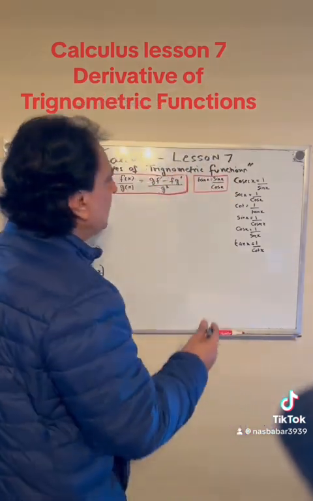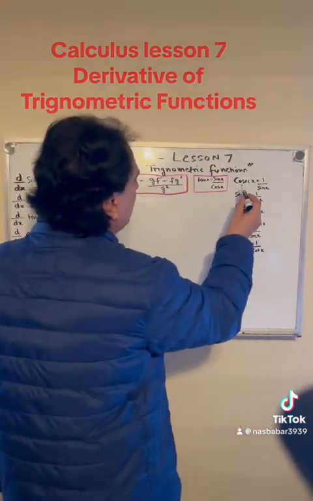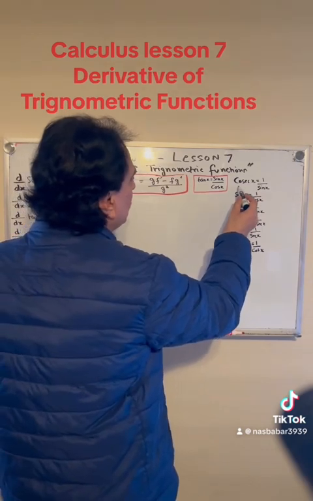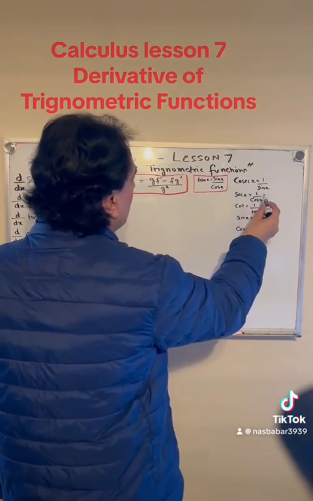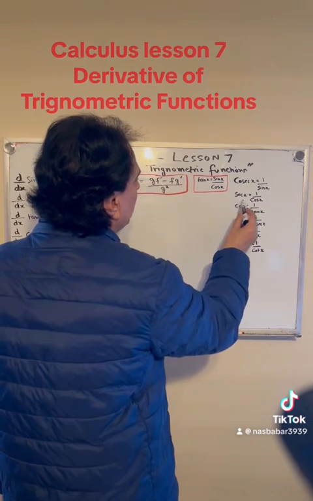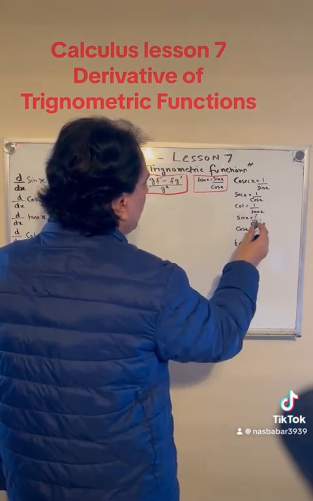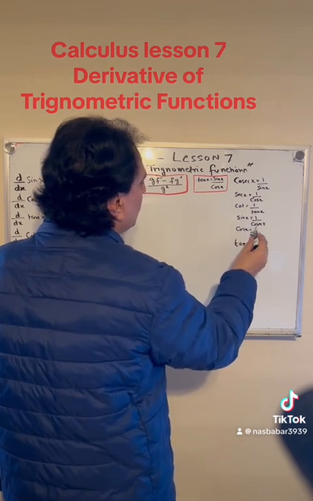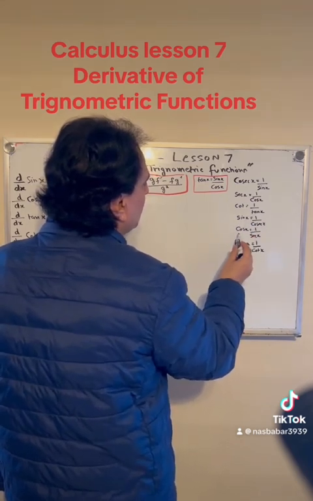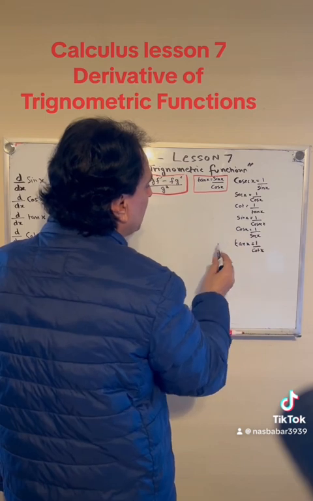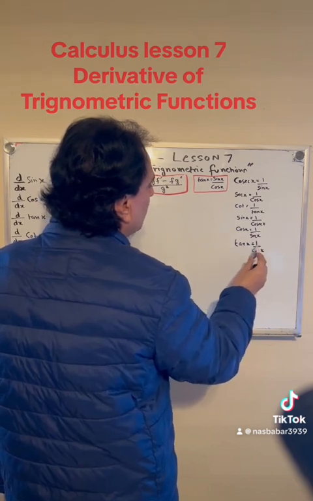Now another thing I just want to mention is that cosecant of x is equal to 1 over sine x, secant of x is equal to 1 over cosine x, cotangent is 1 over tan x, sine x is 1 over cosecant x, and cosine of x is 1 over secant x, and tan x is 1 over cotangent x.